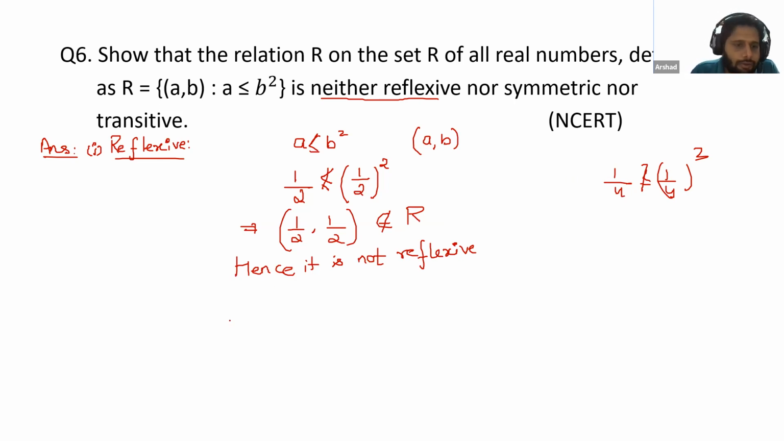Okay, Zaid, your answer is for not symmetric. Minus is less than the square of 3. So you have taken this as 3 and minus 6. That is correct. And then you have reversed it. So minus 6.